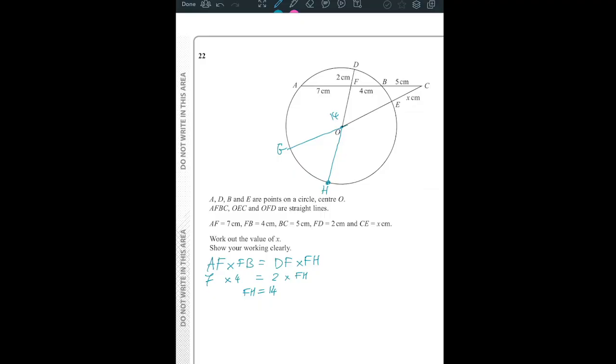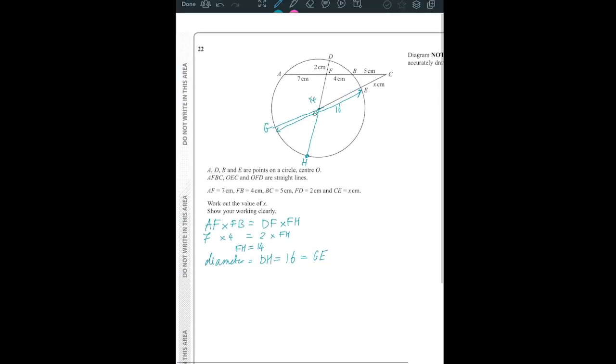Now the whole of FH isn't quite a diameter, but I can say that the diameter is then D to H, which is 16, the 2 plus the 14 we've just worked out. But the diameter is also this GE, which is going to be particularly helpful in a moment. So I do want to label that on somehow. I don't want to just put lots of random things on without making it clear though. So that's 16.